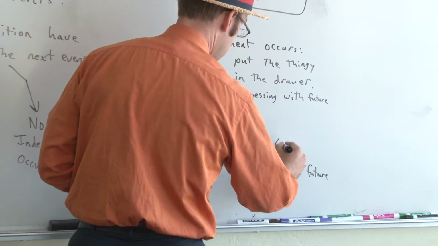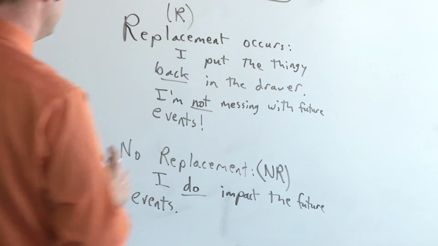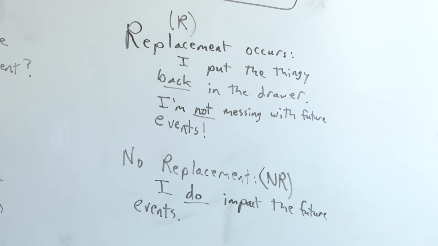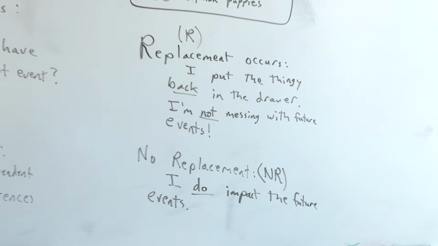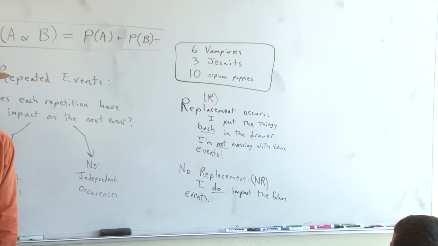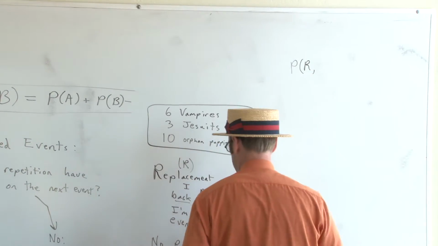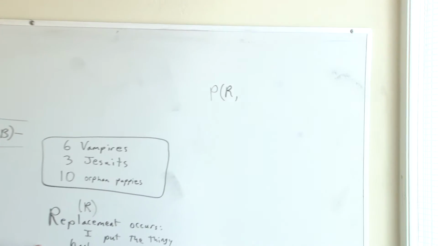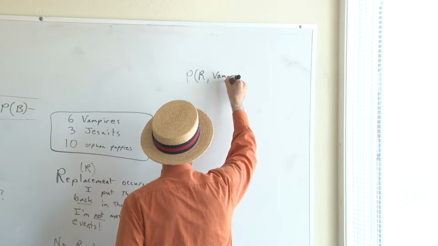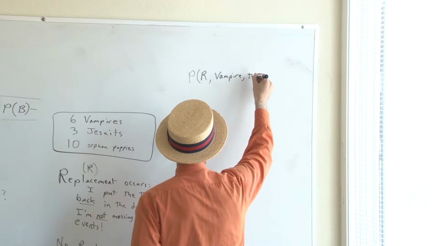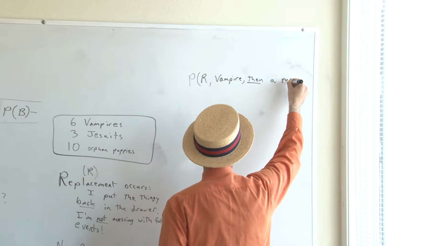So, in order to not write the word replacement every single time, I'm just going to say NR when I mean no replacement and R when I mean replacement. So what's the probability that if I allow replacement, that I get a vampire then a puppy?